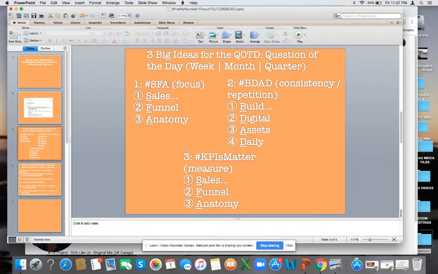So SFA stands for Sales Funnel Anatomy. Think focus here. Hashtag BDAD stands for Build Digital Assets Daily. And the whole idea is to use the power of repetition to get consistency, making sure that every day, consider the fact that every day you're consuming some content online and downloading, so you need to be producing and uploading, okay? And the third big idea is this notion that KPIs matter, right? That what you measure improves, all right?